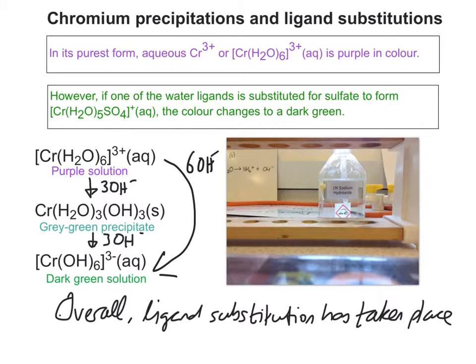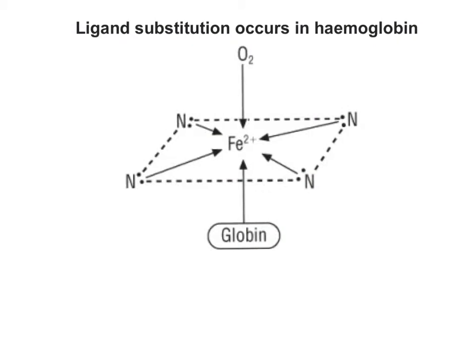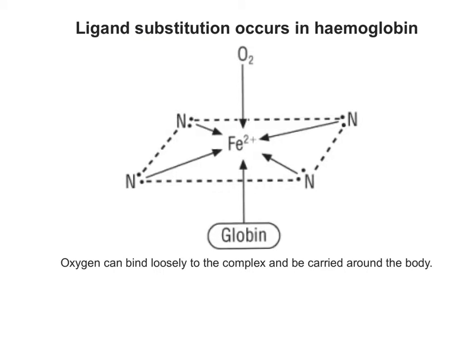So now let's have a look at some biological contexts for ligand substitution, such as haemoglobin in the bloodstream. An interesting application of ligand substitution in human biology is haemoglobin. Oxygen, as you can see, can bind loosely to the complex and be carried around the body. It binds directly to the Fe2+.